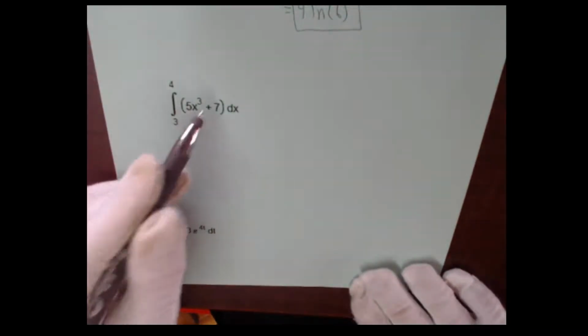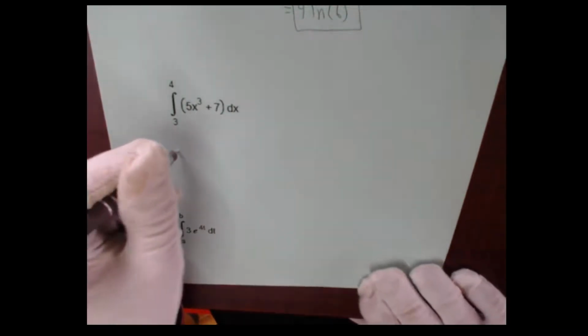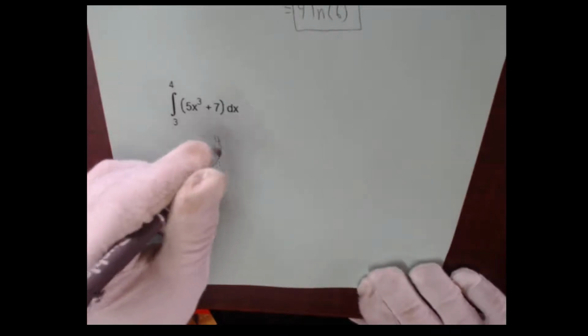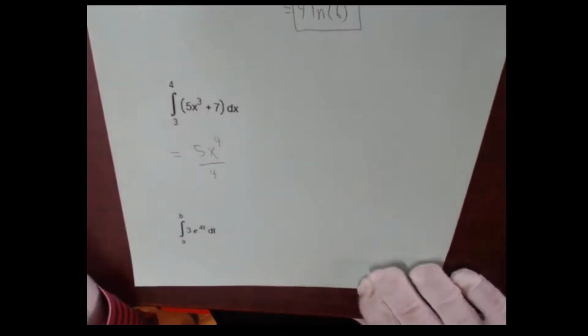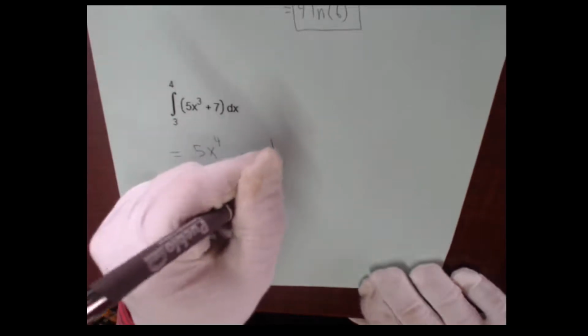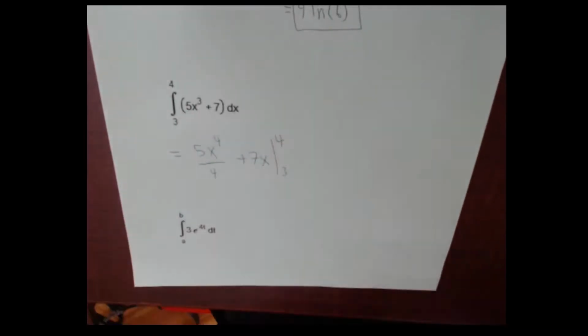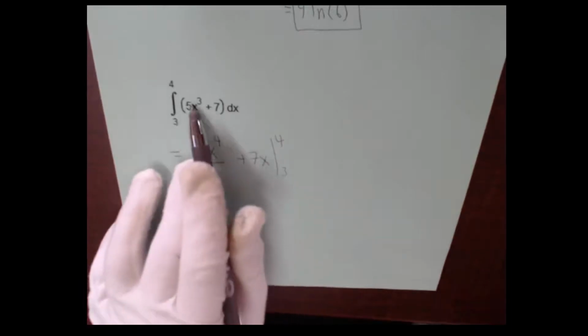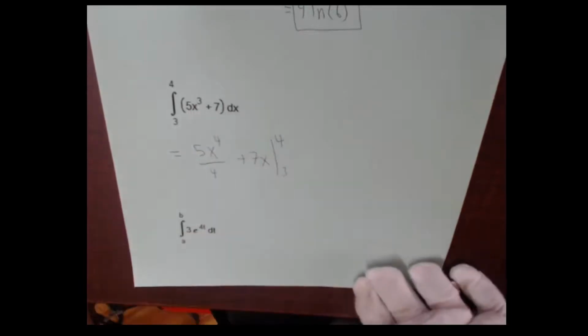Integral from 4 to 3 of 5x cubed plus 7 is going to equal 5x to the 4 divided by 4 plus 7x, evaluated from 3 to 4. So take the derivative of both of these, check your answer, make sure you get this right here.